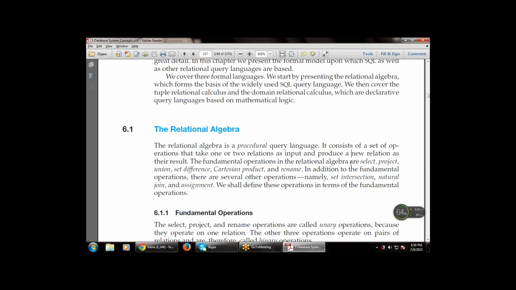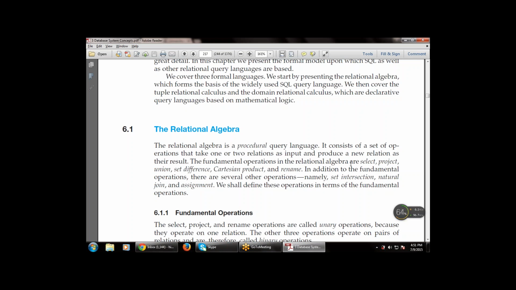The fundamental operations used in relational algebra are: select, project, union, set difference, Cartesian product, and rename. These are the six relational algebra operations that are performed. One is the select, one is the project, then there is a union, a set difference, a Cartesian product, and a rename. So these are the six fundamental operations performed in relational algebra.